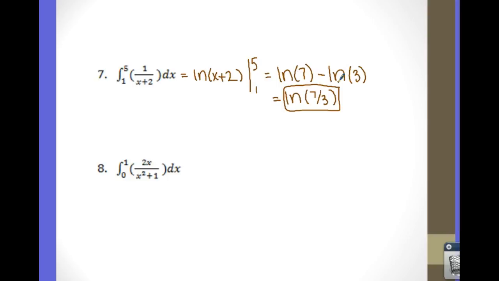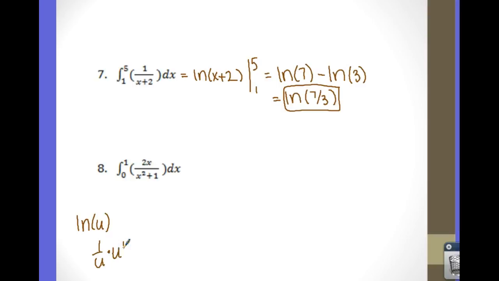Okay, 0 to 1 of 2x over x squared plus 1. Remember, split it up into 2x. Remember how antiderivatives work with derivatives. If you had the natural log of u for f of x, what's its derivative?